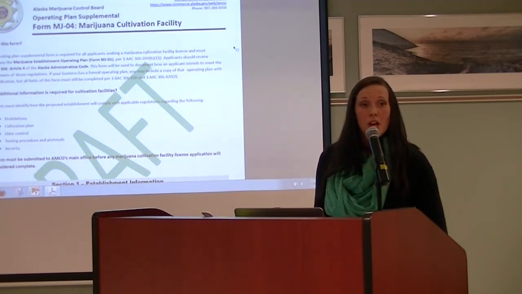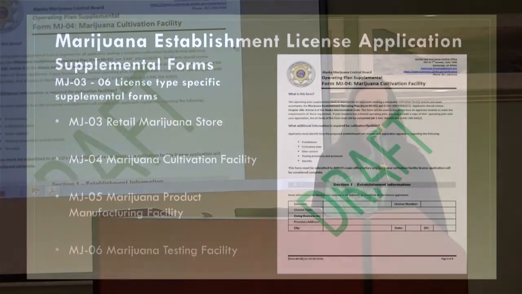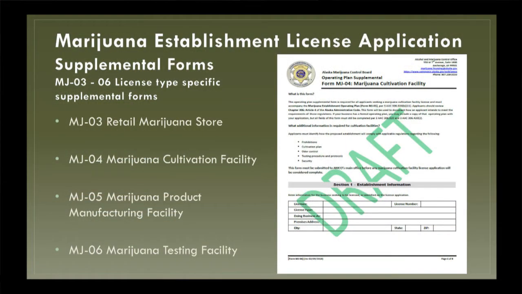your reference, MJ03 pertains to retail marijuana stores. We picked 03 because it corresponds with Article 3, which deals with retail marijuana stores. MJ04 is marijuana cultivation facilities, and the limited cultivation facilities will also use this. MJ05 is for the marijuana products manufacturing facility and the marijuana concentrate manufacturing facility. And MJ06 is for the marijuana testing facilities.